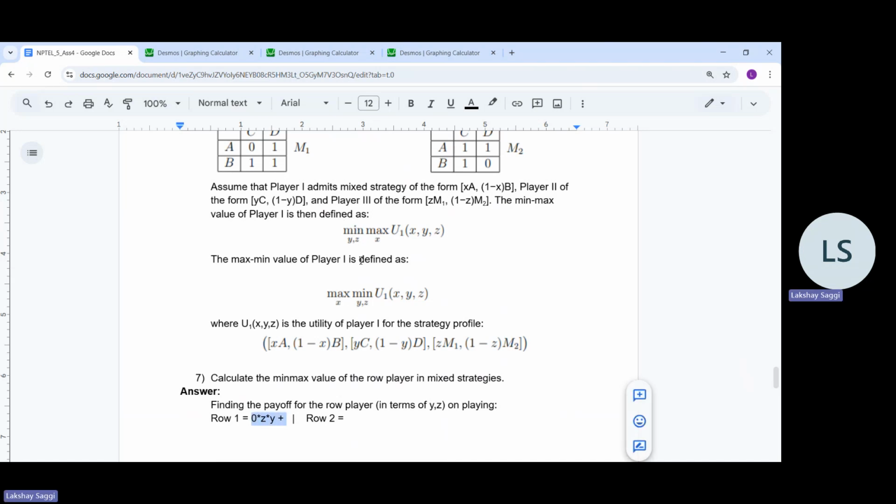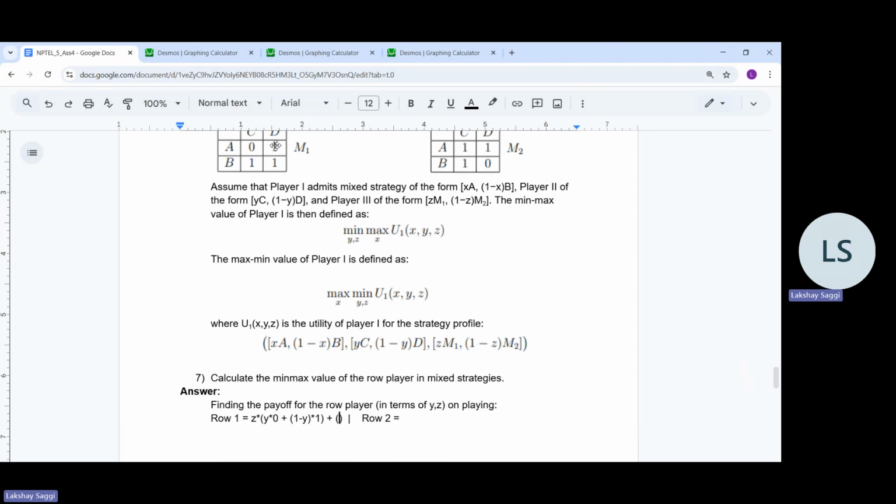Or maybe I should write it in a better manner so that it's easier for everyone to follow. So let's say I've chosen the matrix M1, right? So I have chosen the matrix M1 with probability z. And now I'm talking about when the row player has chosen row 1 only. So with probability z, the matrix M1 is chosen. And now with probability y, the column corresponding to the value 0 is chosen, and with probability 1 minus y, the column corresponding to the value 1 is chosen, right?